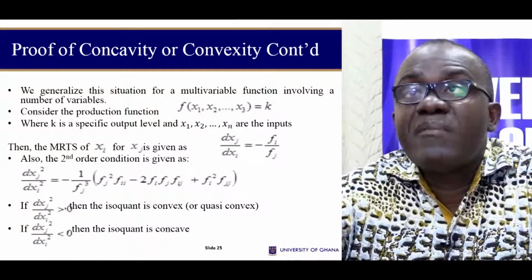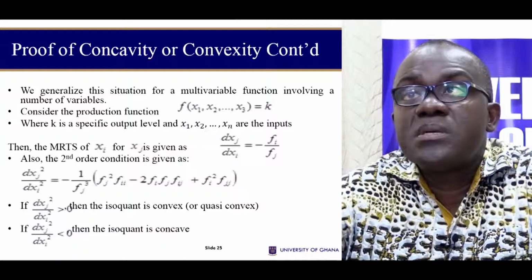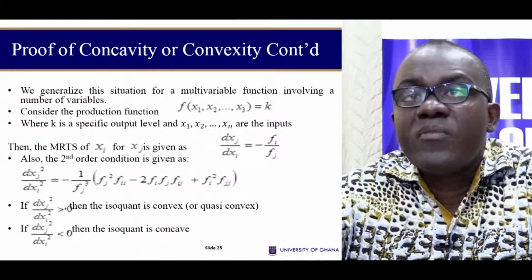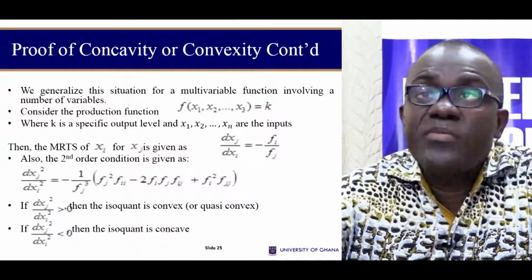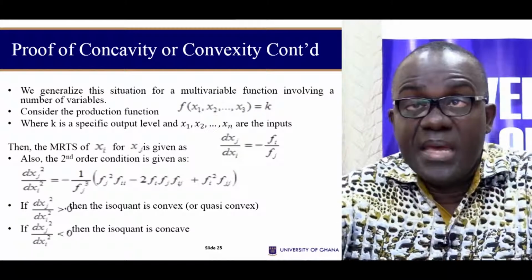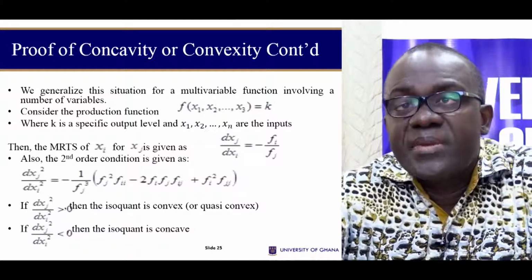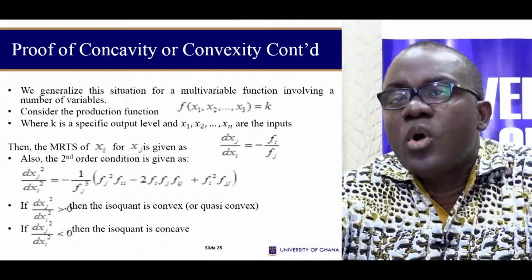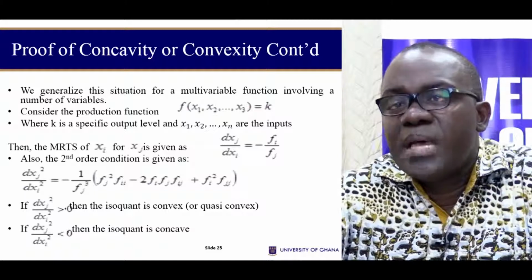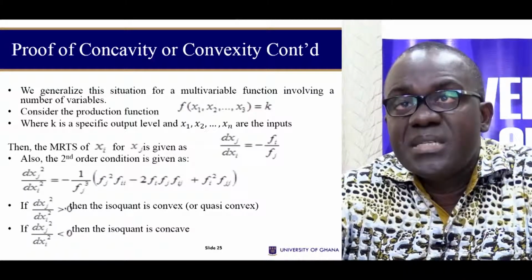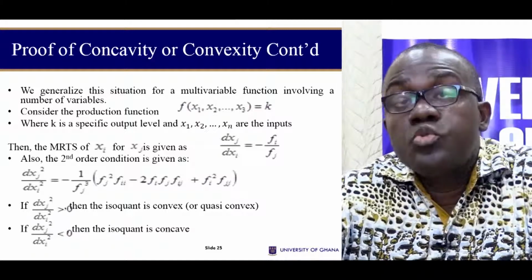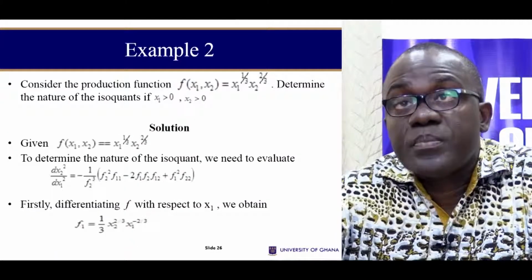In general, when we have a function in n inputs, and we know that the first order derivative is what we have over here, we can find the isoquant between any of the inputs using the formula that we have over here. And when the expression is greater than 0, then we have what we call a convex isoquant. And when it's less than 0, then we have a concave isoquant. So this is just a generalization of the situation when we had only two inputs. Let's look at an example.